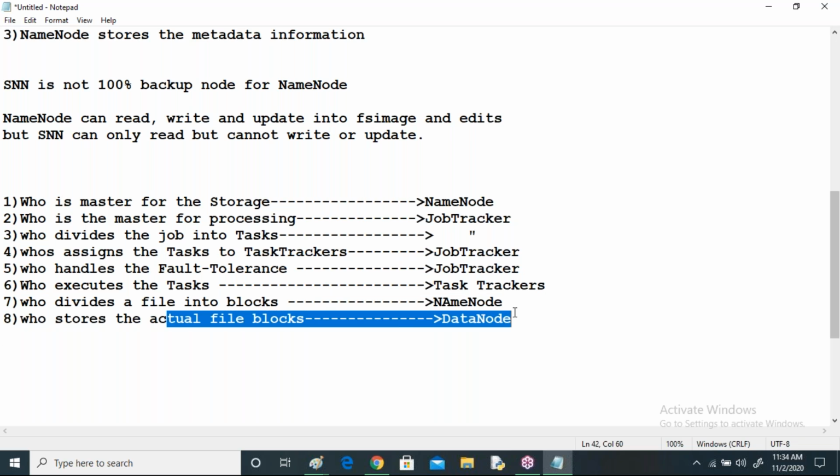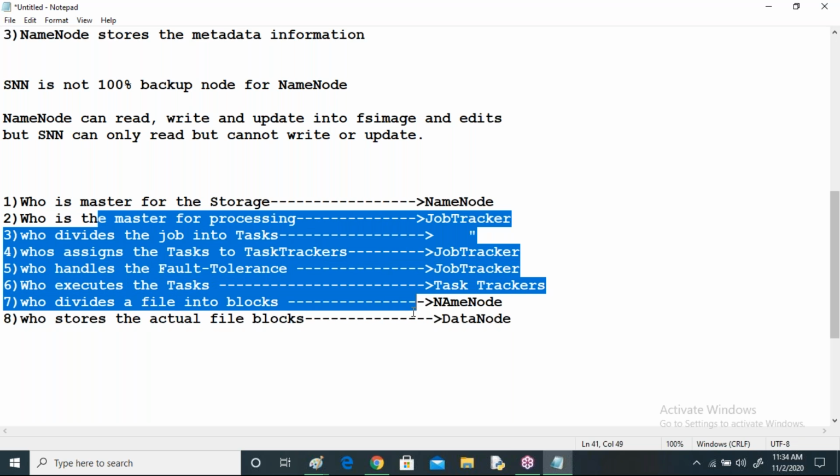Who divides a file into blocks? Name node. Who stores the actual file blocks? Data node. Master for storage, master for processing.